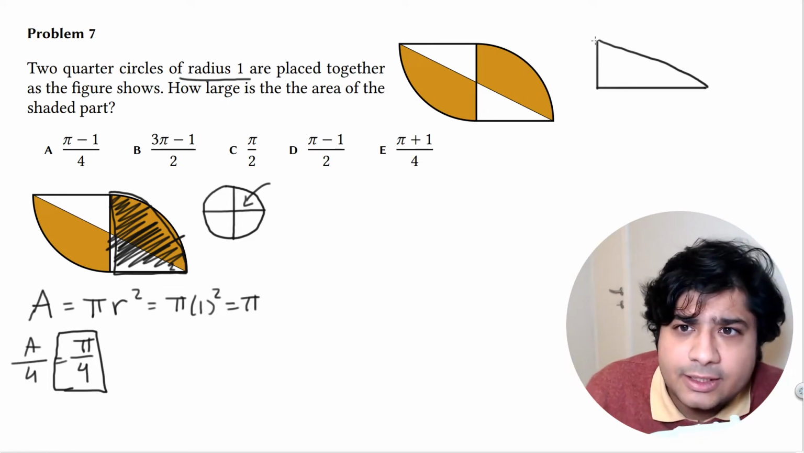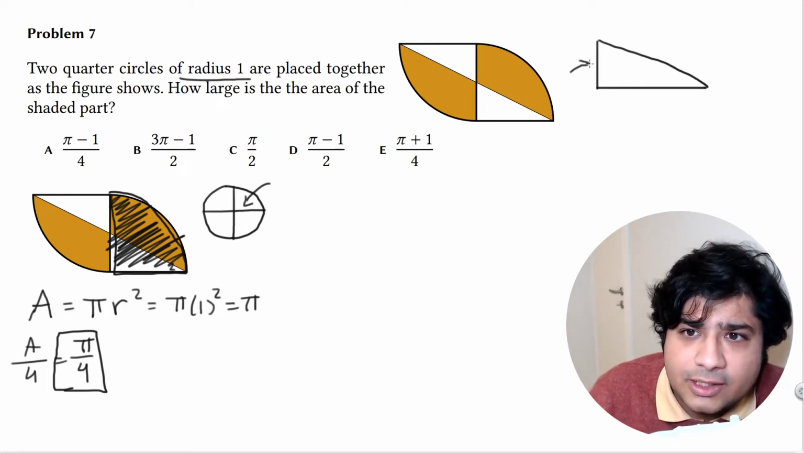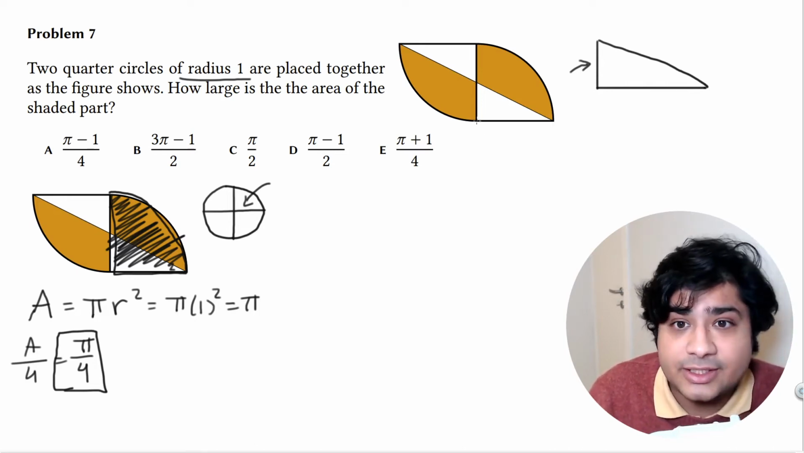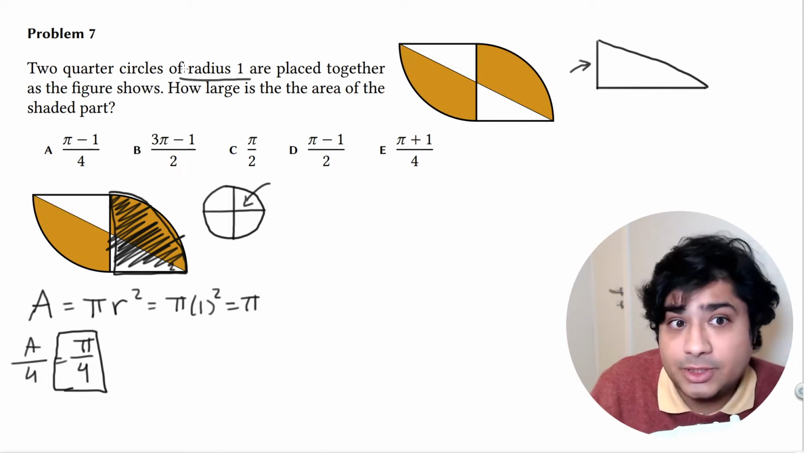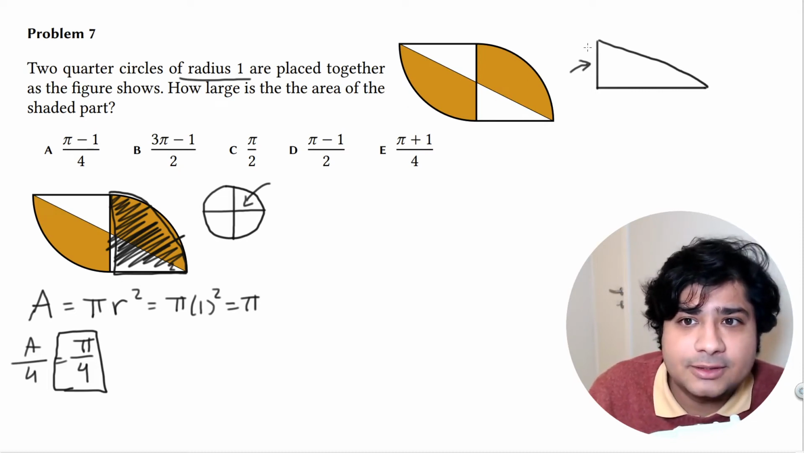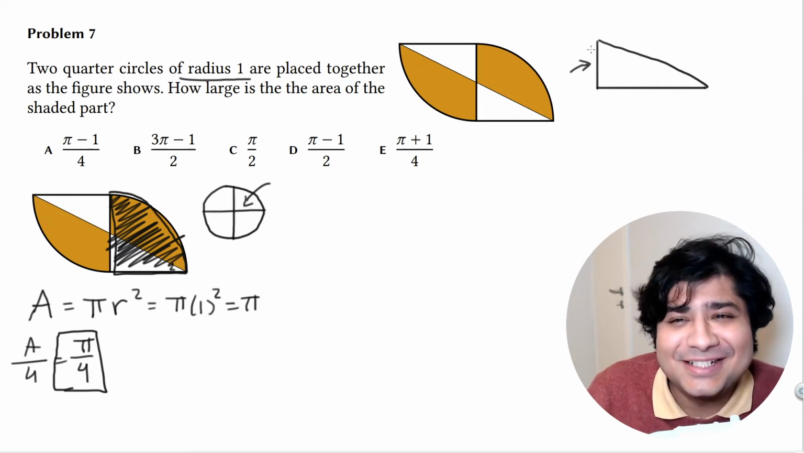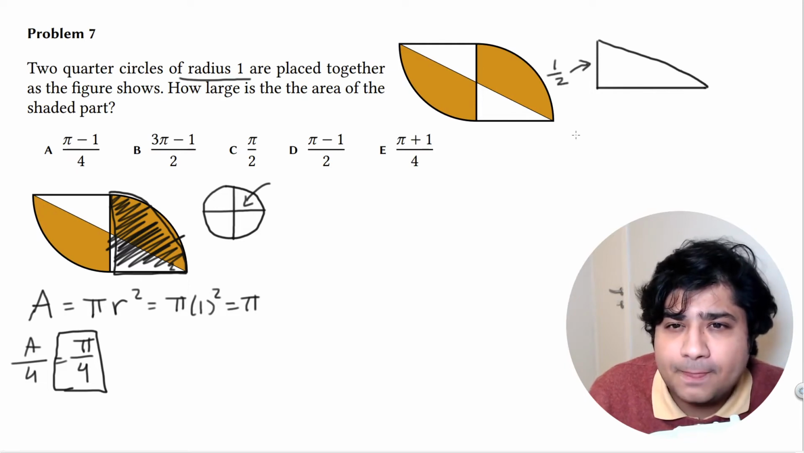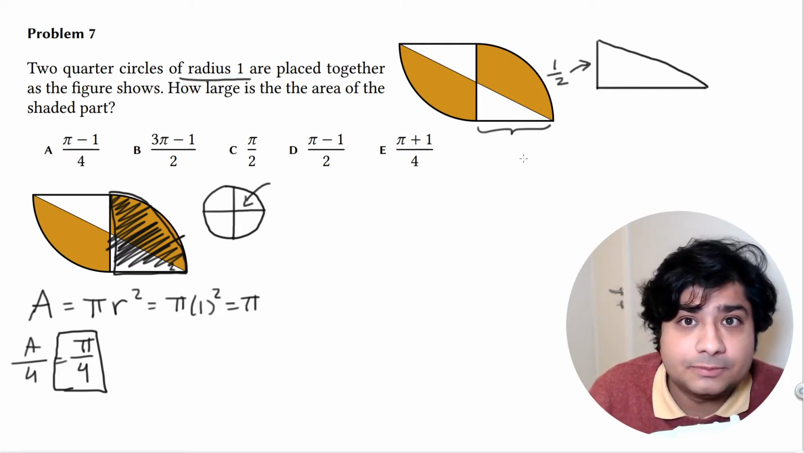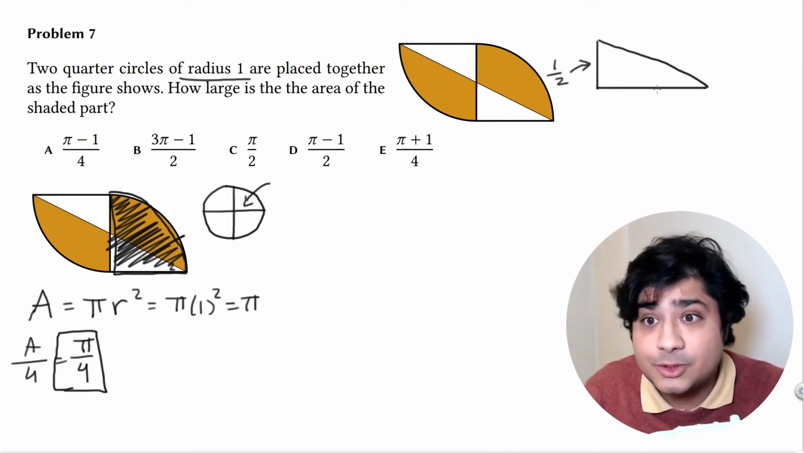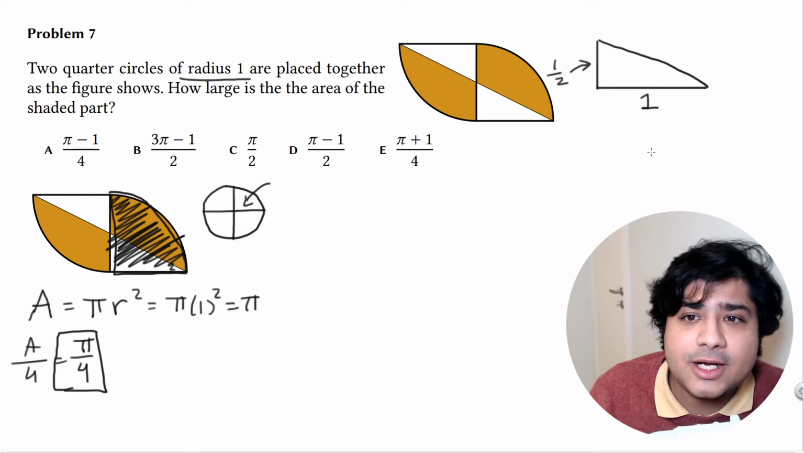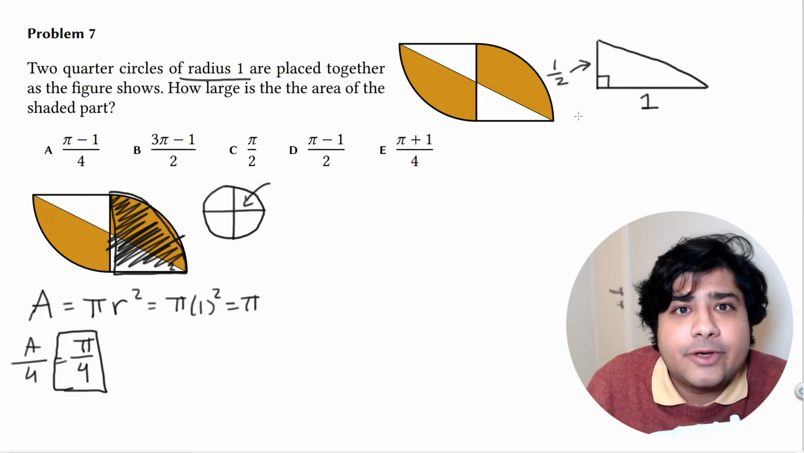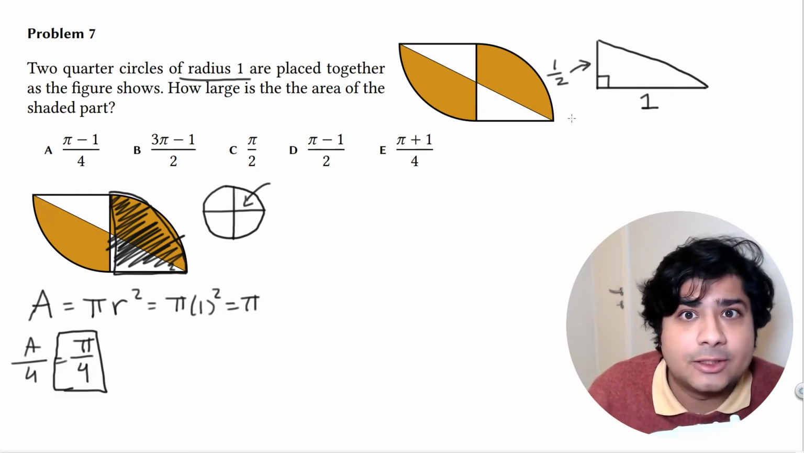This one here, we know is half of the entire line. The entire line is the radius of this quarter circle, which we know is 1. So how long does this side have to be? Well, that has to be half of that. And how long is this side right here? That also has to be the radius, which is 1. So now we know the sides of this right angle triangle.